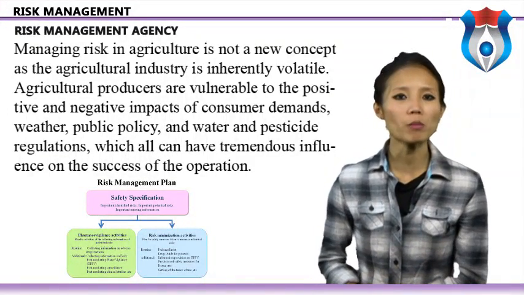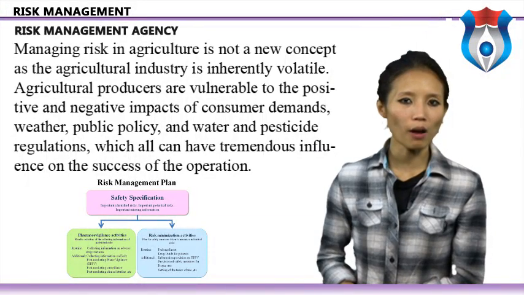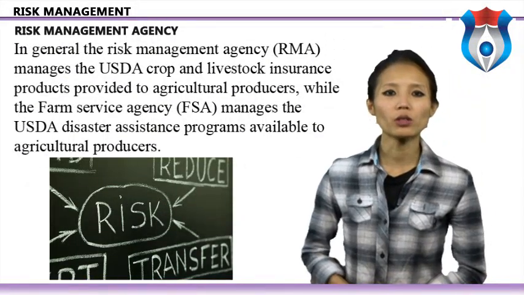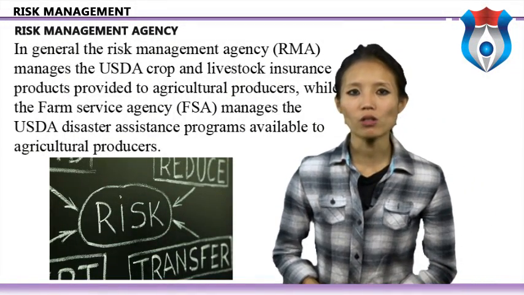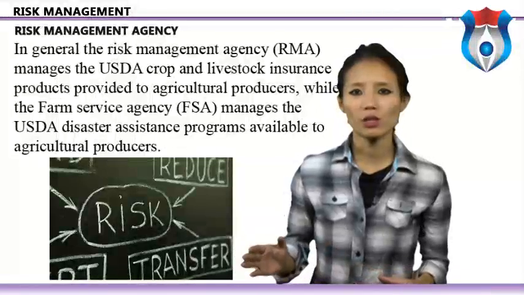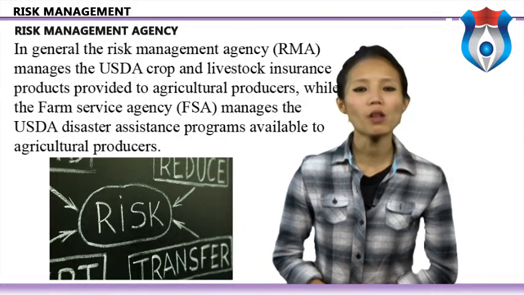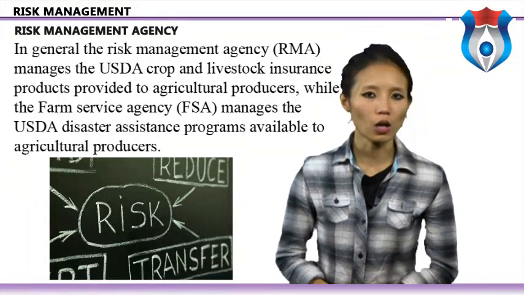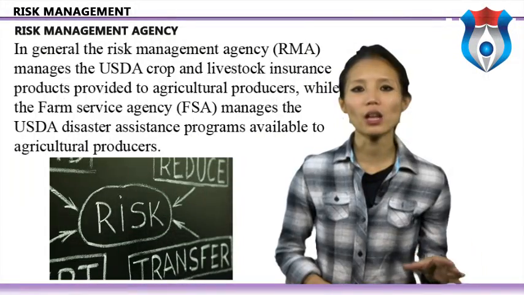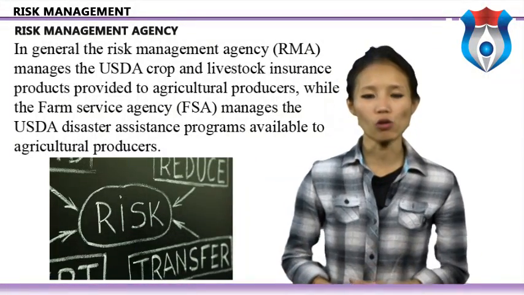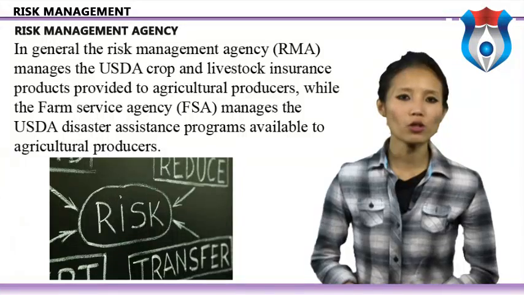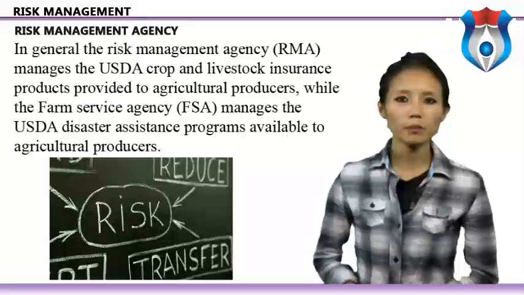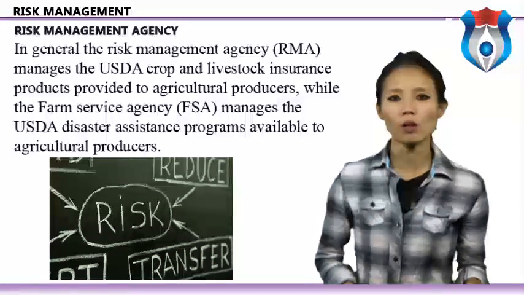The Risk Management Agency and the Farm Service Agency both have risk management programs available to agriculture producers, but they vary in assistance methods. In general, the Risk Management Agency (RMA) manages the USDA crop and livestock insurance products provided to agriculture producers, while the Farm Service Agency (FSA) manages the USDA disaster assistance programs available to agriculture producers. The RMA assists in the development and underwriting of the crop insurance programs, which are then sold by private insurance companies, with premium subsidies provided to the agriculture producer. The FSA programs are developed and delivered directly by the agency.